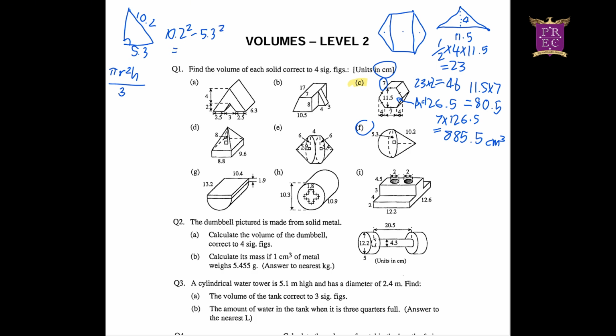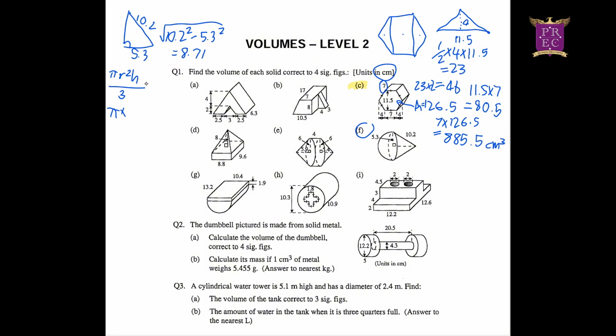What do we get? Let's put that in the calculator and tell me what you guys get. And once you get that, we need to square root it. Okay, so by square rooting it, we get 8.71 centimeters. All right, that's our height. So we just do pi times r squared, which is 5.3, times the height, 8.71. Now divide it all by 3.